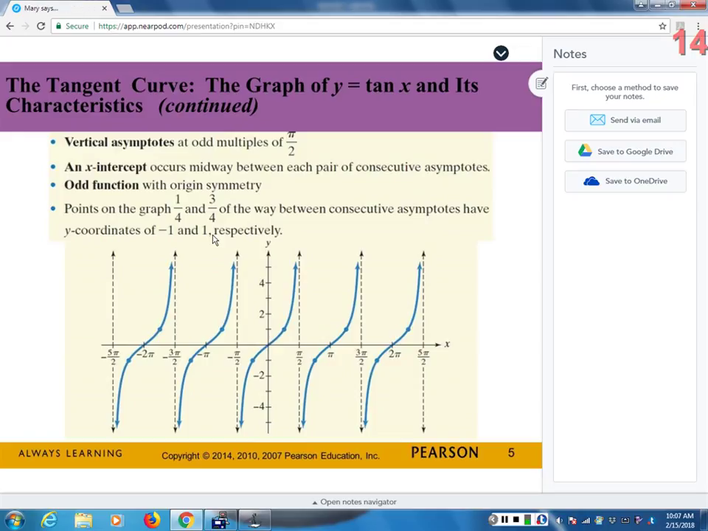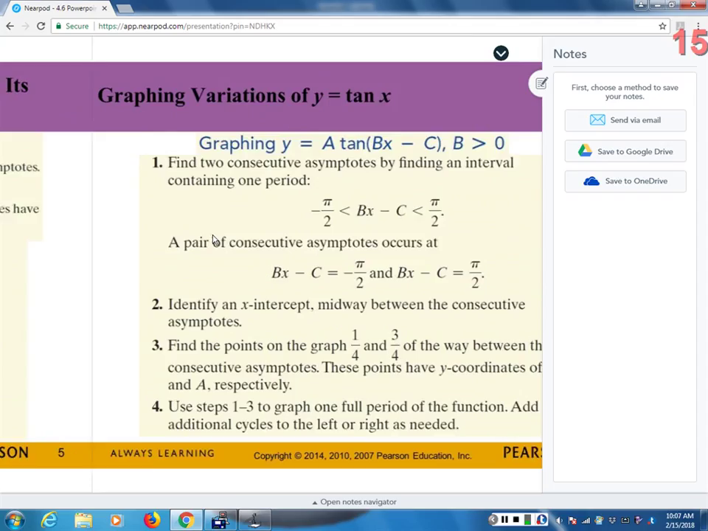So that was not written down yet, was it? It's going to be written down. Oh, it's here. So the graph and its characteristics.